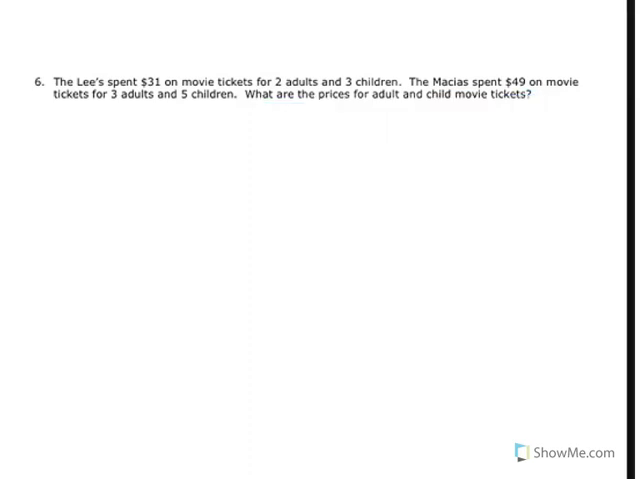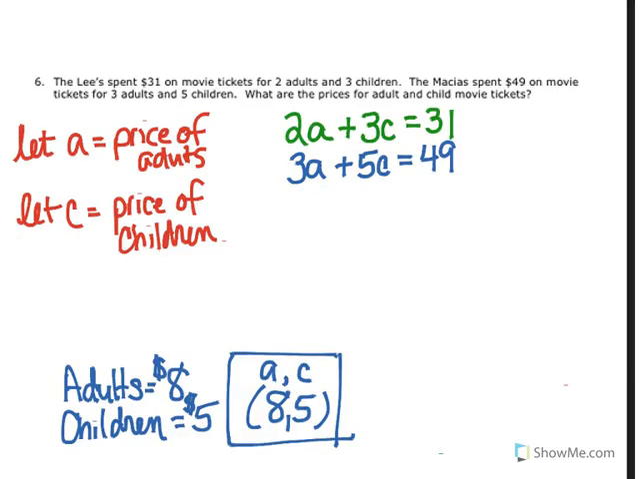And I'll tell you what, why don't you hit pause and try and do this yourself, and then I will walk through the whole problem, okay? So try it, and then come back. Okay, so the solution to this system is 8, 5, 8 being $8 for adults and $5 for children. You can see that down here. So if that's what you got, wonderful.